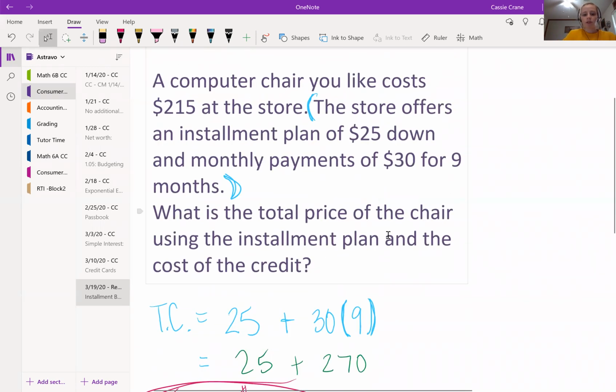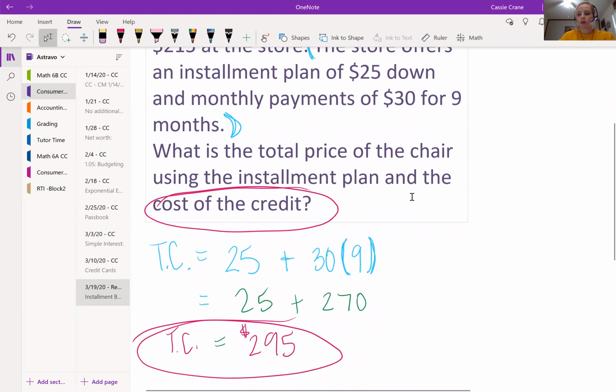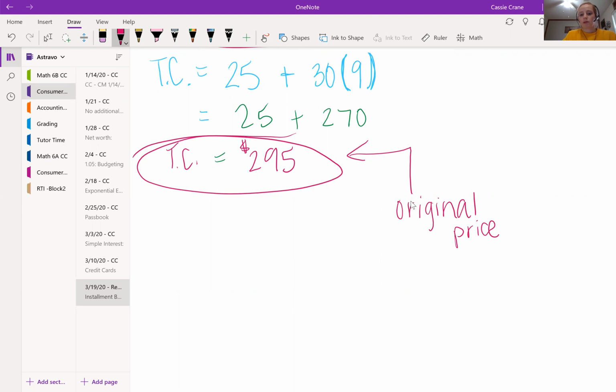So the cost of the credit now is that extra profit that the store is making. If you would have bought it for $215 that day, they would have made $215 off of you. But since you're taking it home and you're paying it off over time, they're going to charge you some more. So we want to find the cost of the credit, which is the difference between the total cost that we paid with the installment plan and the original price if we would have bought it outright. So we want to find the difference between the total cost and the original price to find the cost of the credit.